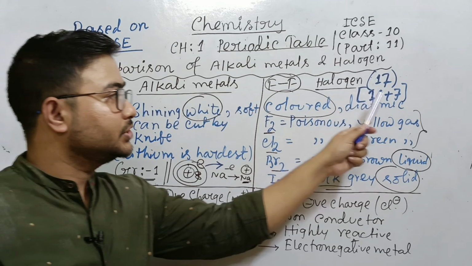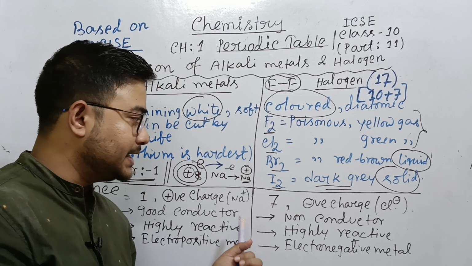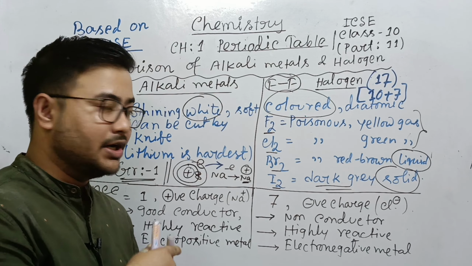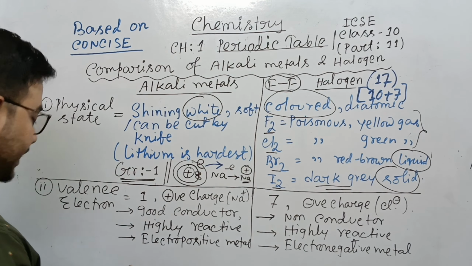So the outermost shell contains how many electrons? 7. So valency 7. Since it is 7, it has a tendency to accept an electron, so it becomes negatively charged, an anion. Done. Now look at these 3 points.